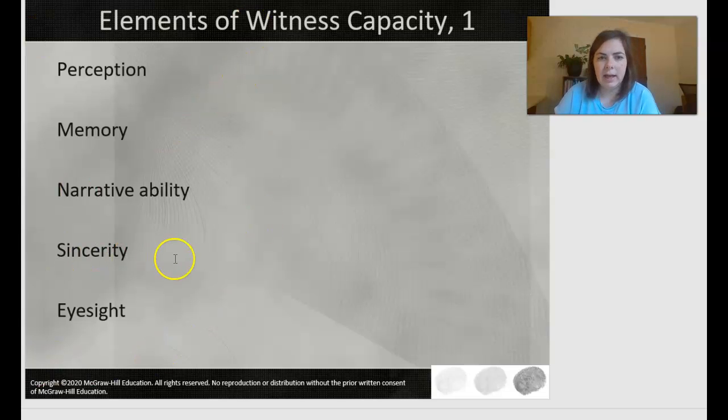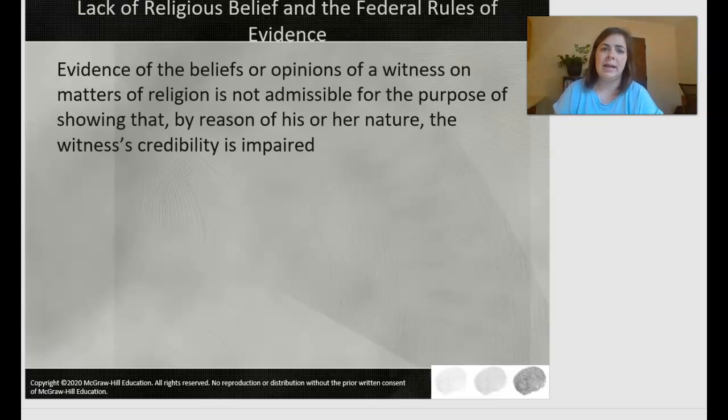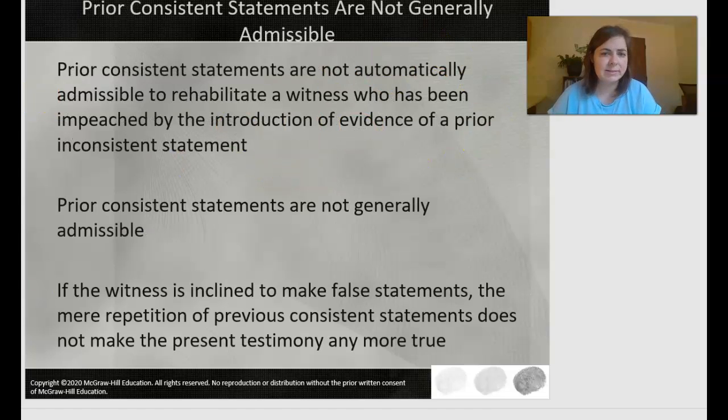When we are looking at witness capacity, we're looking at the ability to perceive, the ability to remember, the ability to narrate, sincerity, eyesight, hearing and sense of smell. If there is a deficiency of any one of those specific items, the witness can be impeached for it. We cannot impeach somebody because they don't have a religious belief. That is unacceptable under the federal rules of evidence.